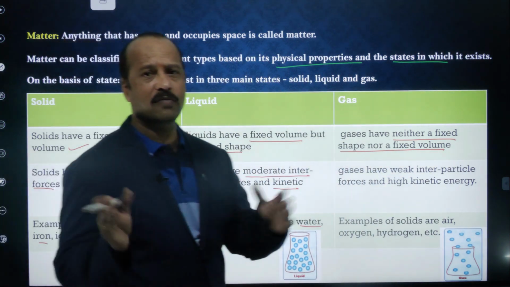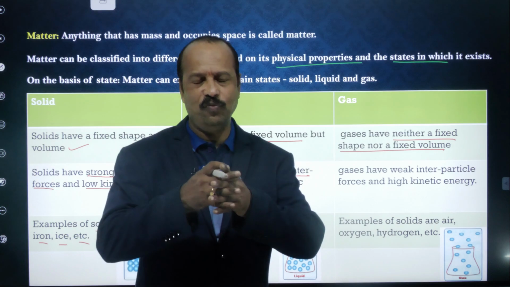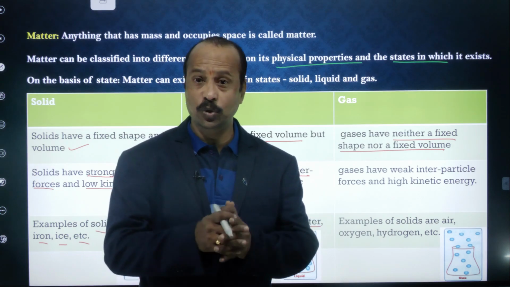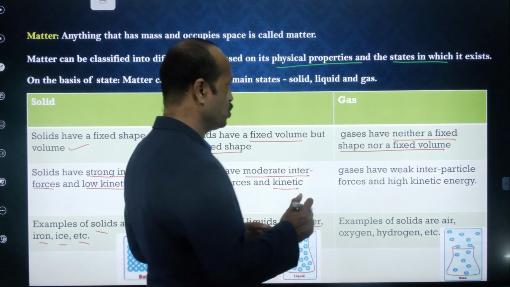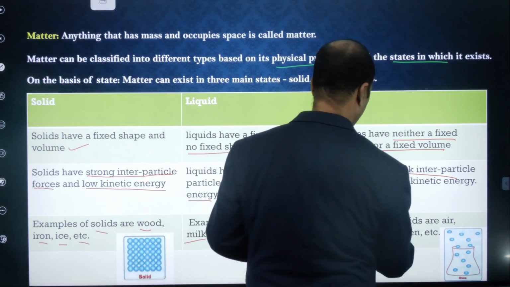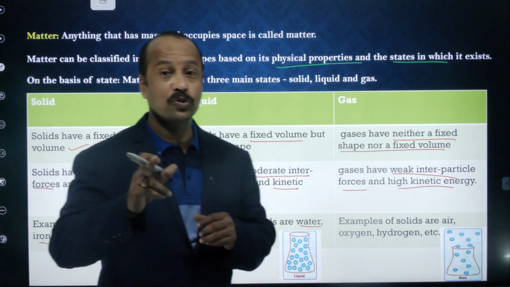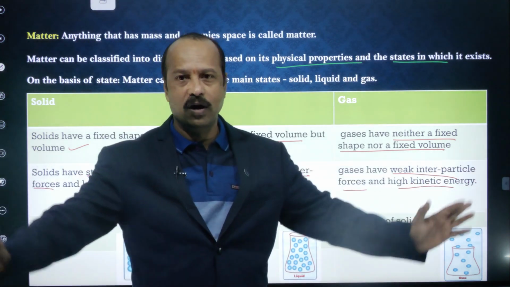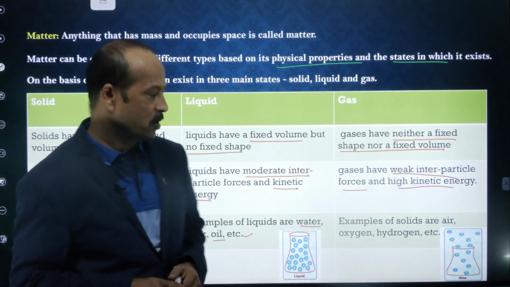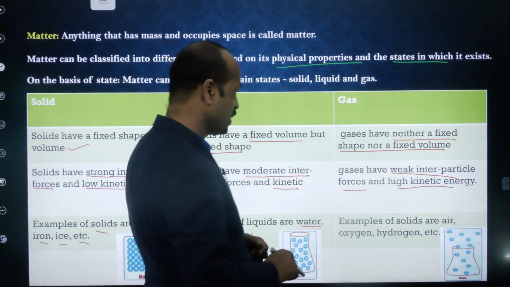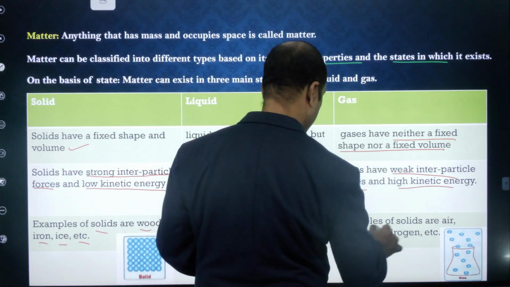And they move far away from each other, meaning they don't have much force of attraction. They have a very weak force of attraction and a high kinetic energy. Kinetic energy, I said, is due to motion. So they can move far away from each other and they have a lot of kinetic energy. Examples are air.